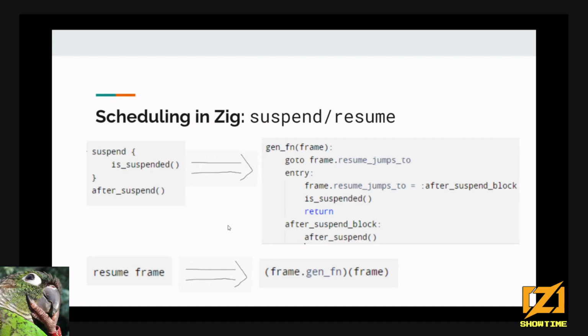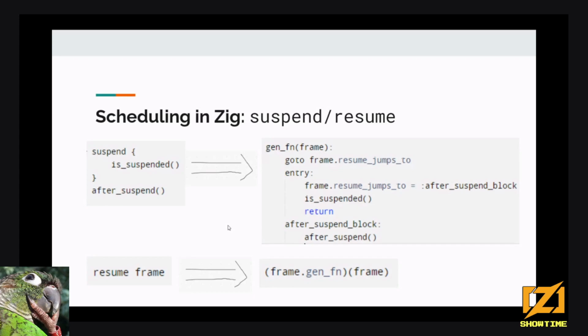And so when you suspend, what you're actually doing is setting it so that the frame, when it is resumed later, will jump to the next switch case. And then it runs the code inside a suspend block. The reason that suspend has a block, which I think is pretty confusing for the most part, is that it's not really in other languages.